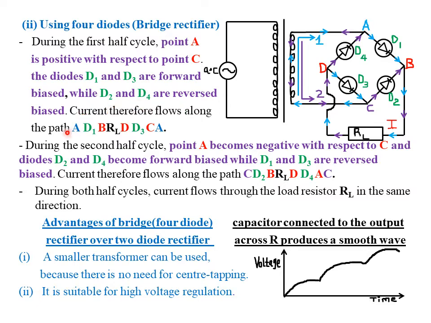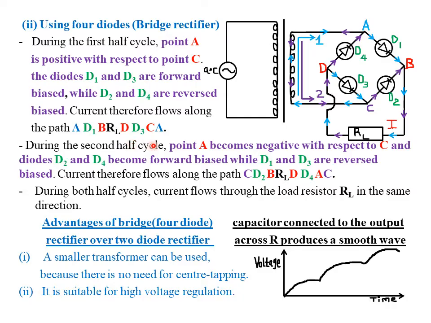Therefore, the current flows through the path, so it starts at point A, then it moves through the diode D1, which is forward biased, then to point B, then it moves through RL, the resistor load. Then from there it moves in this direction to point D. Then it moves through the diode D3, which is also forward biased, then to point C, which of course is negative in this particular case. At point C, it moves through this step down transformer, then it goes back to the starting point. So the path followed is A, diode D1, B, RL, then D, then diode D3, then C back to the starting point, which was point A.